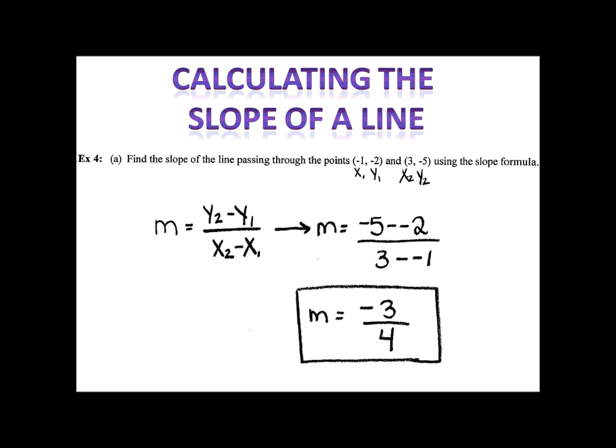First thing I did was label my x1, y1 and x2, y2. I wrote the formula and then plugged into that equation. Negative 5 minus negative 2 becomes negative 5 plus 3. 3 minus negative 1 becomes 3 plus 1, which is 4. The slope of this line would be negative 3/4.